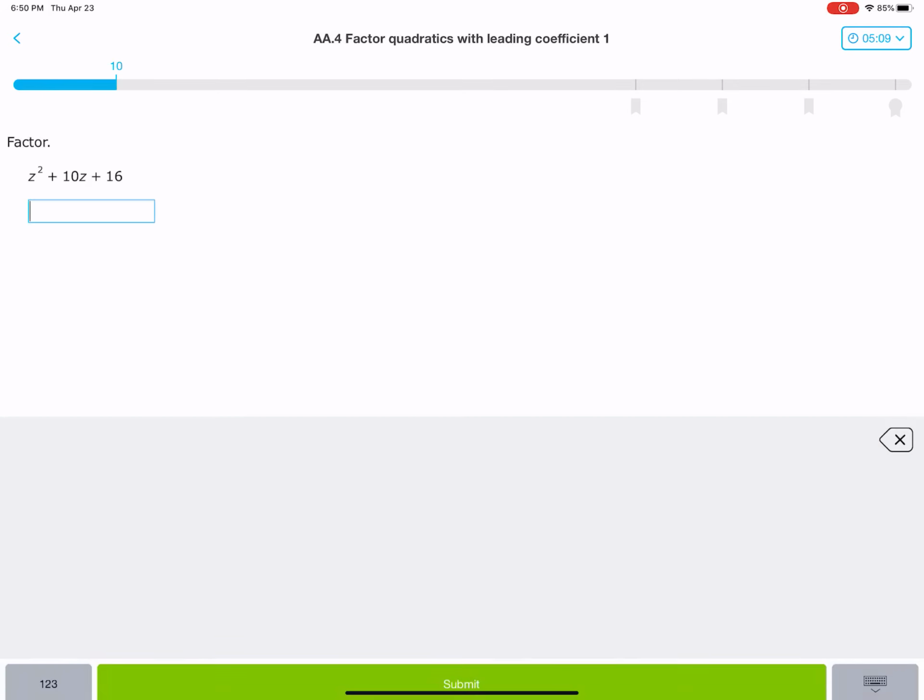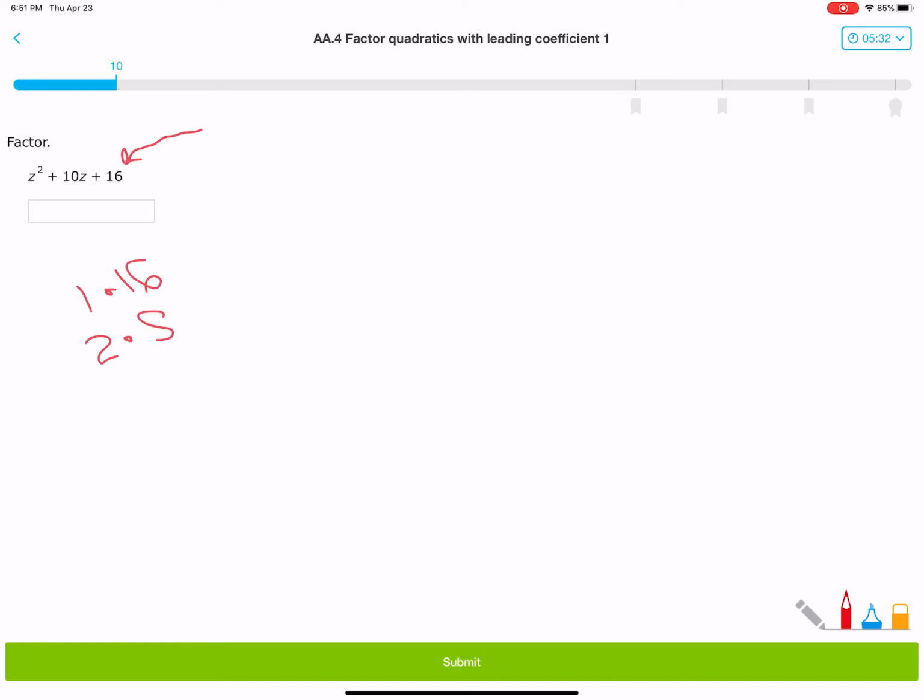So we'll try another one. Again, the first thing that we start to do is we need to find factors of 16. Factors of 16: 1 times 16, 2 times 8, 3, nothing, 4 times 4.